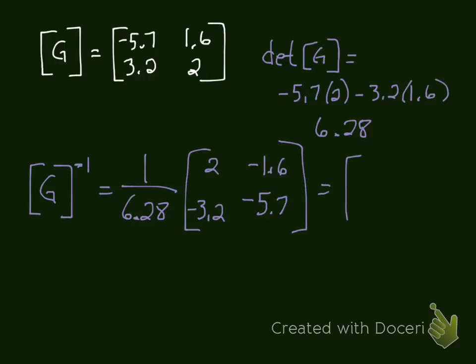And I'm going to get 0.32 and negative 0.25 on the first row. On the second row, negative 0.51 and negative 0.91. This is the inverse matrix for G.